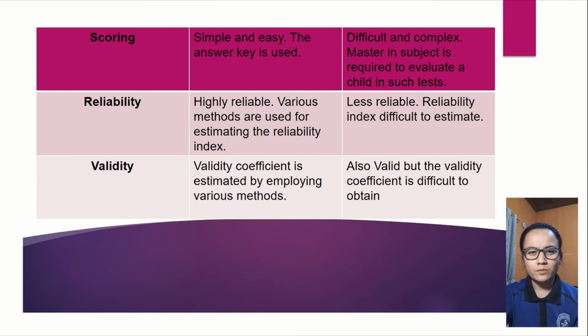In scoring, objective tests are simple and easy. Checking them, the answer key is used, while subjective tests are difficult and complex. Mastery of the subject is required to evaluate a child in such tests. On the basis of reliability, objective tests are highly reliable. Various methods are used for estimating the reliability index, while subjective tests are less reliable. Reliability index is difficult to estimate. Objective tests are also valid. Validity coefficient is estimated by employing various methods. Also, subjective tests are more valid.